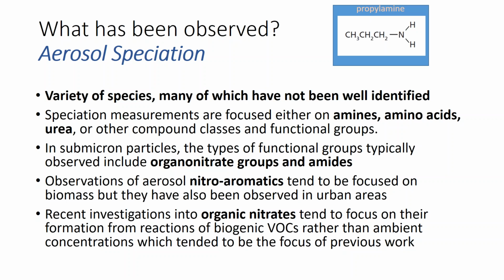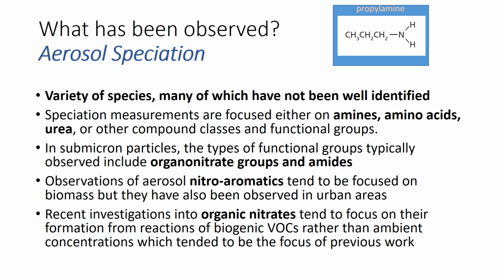Those include organonitrates and amides and nitroaromatics. And these three compound groups have pretty different characteristics, which makes it hard to identify one measurement technique that could be used to examine all of them, where you would retain that structural information and better associate the organic nitrogen compounds with the sources. There is some laboratory work specifically related to organic nitrates.